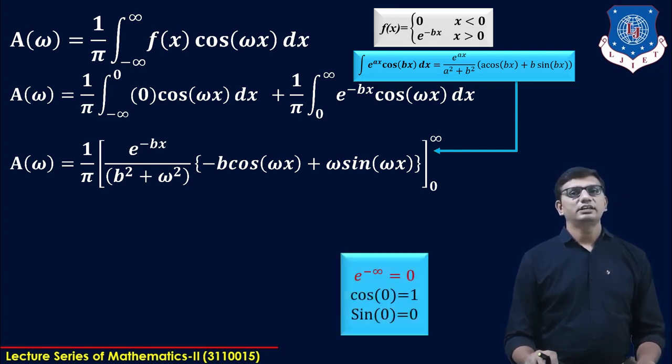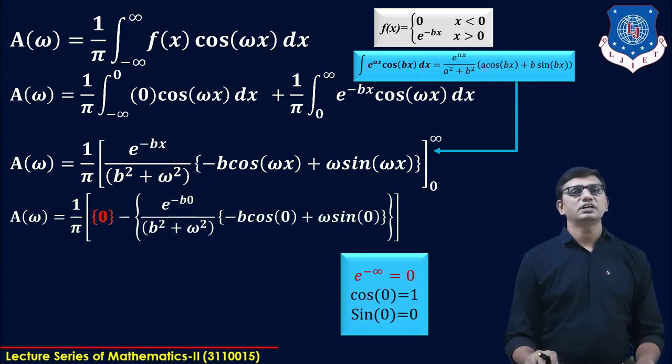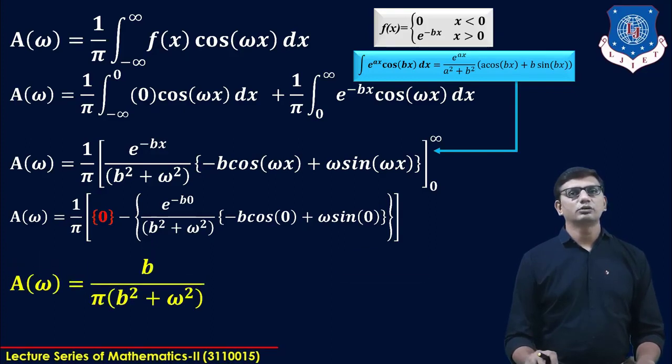As we know that e raised to minus infinity is 0, the upper limit of our integration is directly 0, which is given in red color. So finally A(omega) equal to 1 upon pi minus e raised to 0 upon b square plus omega square into minus b cos 0 plus omega sin 0. Here sin 0 is 0 and cos 0 is 1. So finally after putting in these values we get A(omega) equal to b upon pi into 1 upon b square plus omega square.